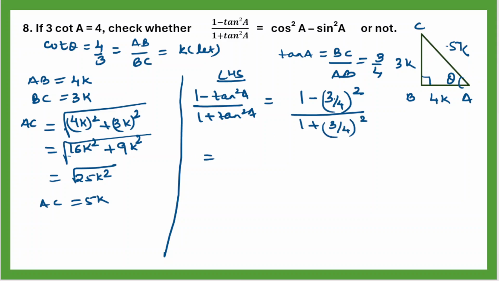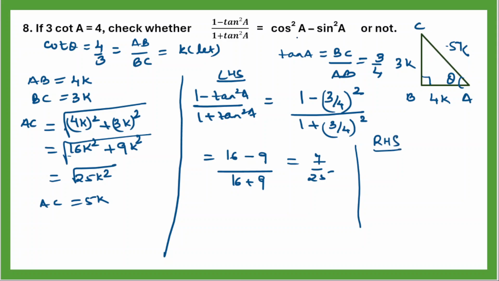So it is equals to 16 minus 9 divided by 16 plus 9. So it is 7 divided by 25. Okay. Now we will go for right hand side. Right hand side. What is your cos square A? Cos A is equals to AB divided by AC. It is equals to 4 by 5.